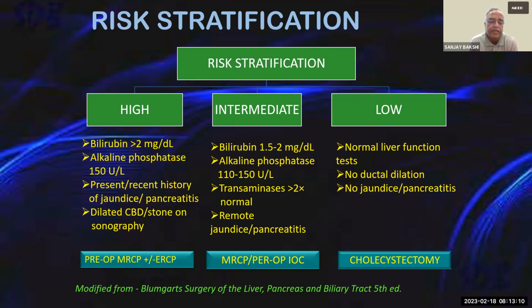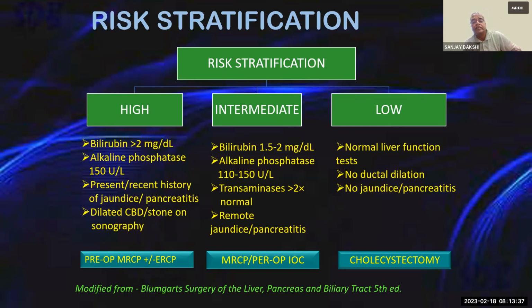If the situation is high, you have to go for an MRCP plus minus ERCP. We'll come to that in the next few slides that we see. Intermediate: bilirubin is 1.5 to 2 milligram, alkaline phosphatase 100 to 150, the transaminases are more than twice normal, and you have a remote history of jaundice. The patient has come in with a history of jaundice, obstructive jaundice, or pancreatitis.